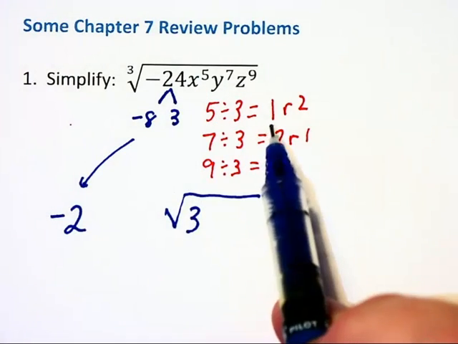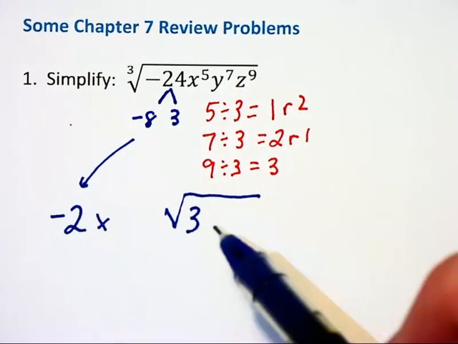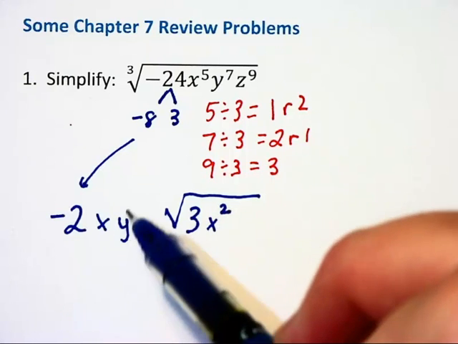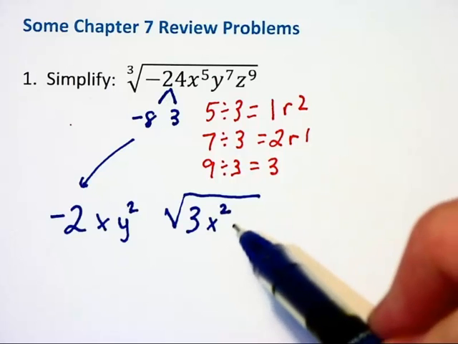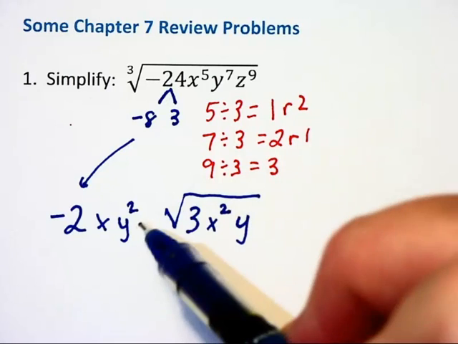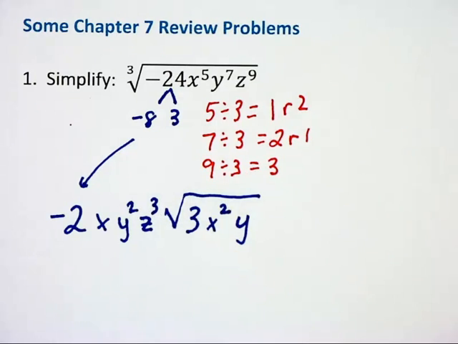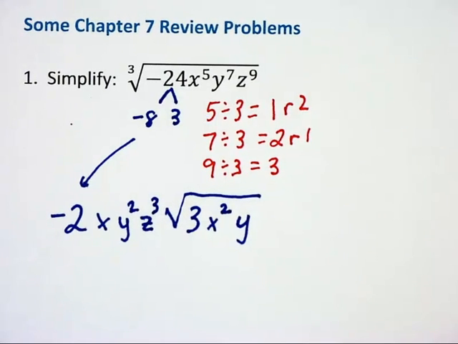For x's, I will have one x on the outside and an x squared on the inside. For y's, I will have a y squared outside the radical with one y left inside. And for the z's, I will have z cubed on the outside. And that would be the simplified form of the answer.